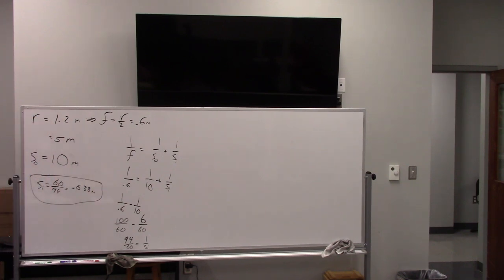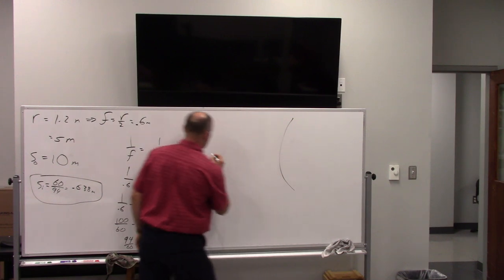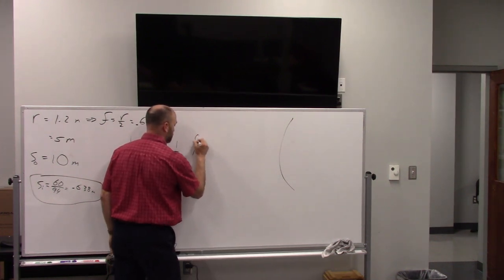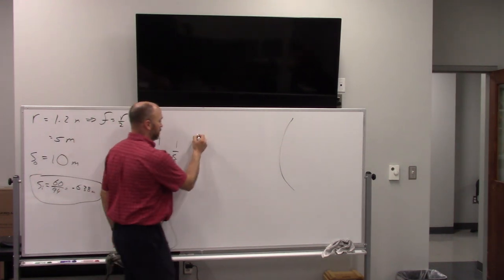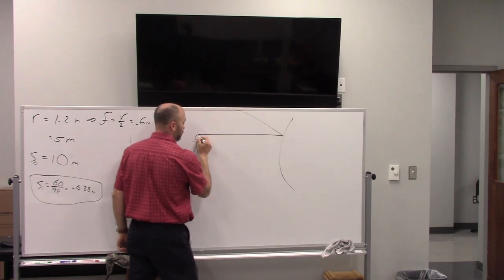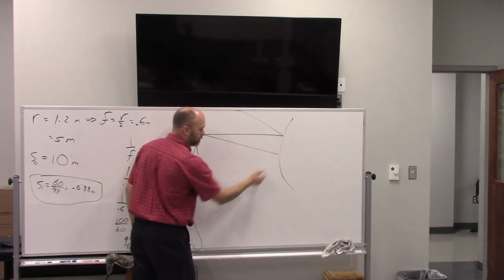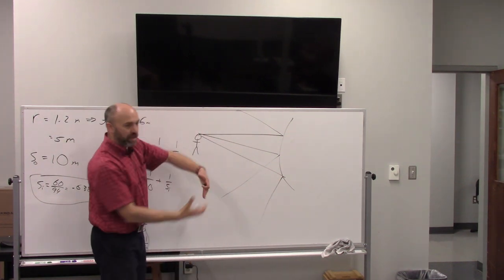0.638. Is that a real image or imaginary image? Really? What does the light do? Look, here's your mirror. Here's your object. What's the light gonna do? Draw it all from the person's head. It's gonna hit this mirror, where's it gonna go? Reflect that way. When it goes straight here, where's it going to go? Down this way. When it goes down here, what's it going to do? You see how the light diverges?